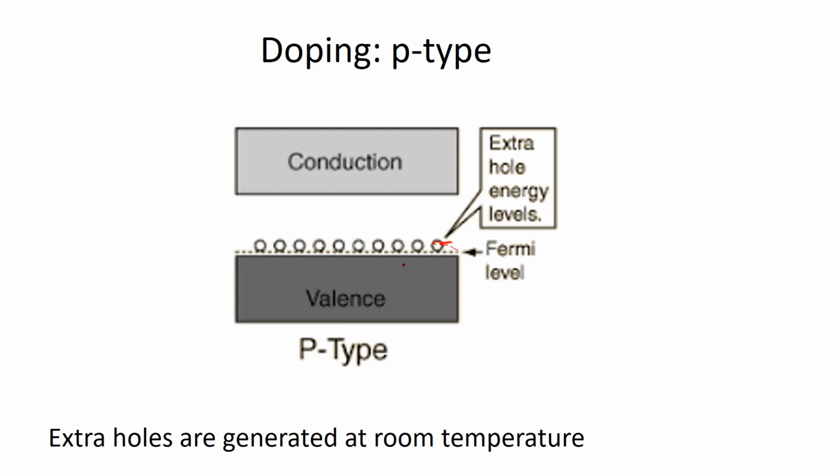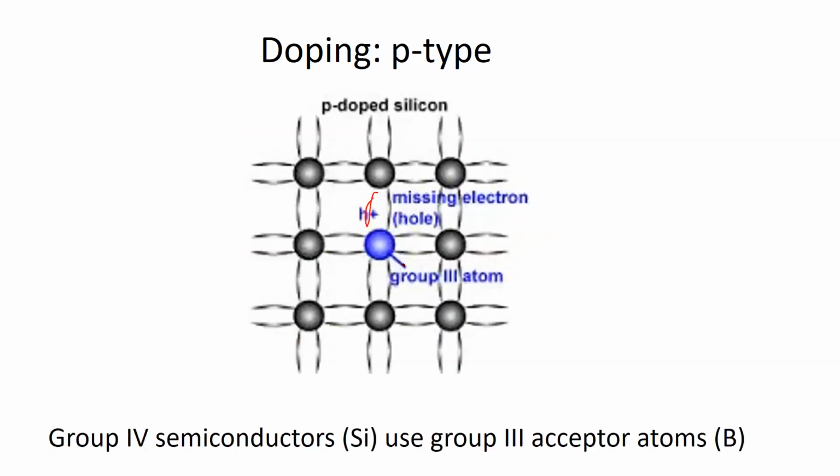And again, for each boron atom introduced, it can be assumed that an additional hole is created. This is really how the introduction of impurities generates P-type material. The boron atoms now have an additional electron associated with them.